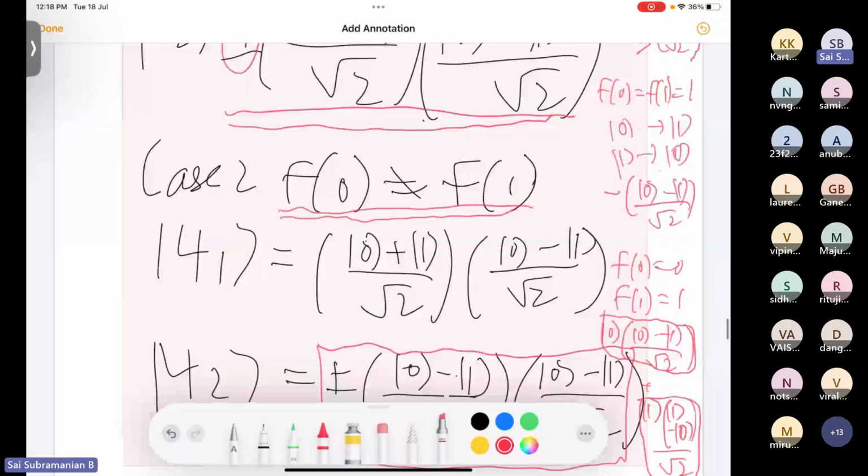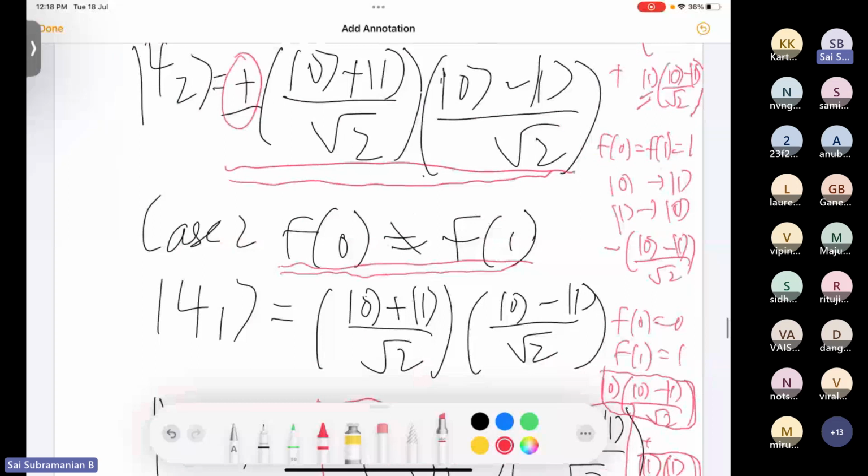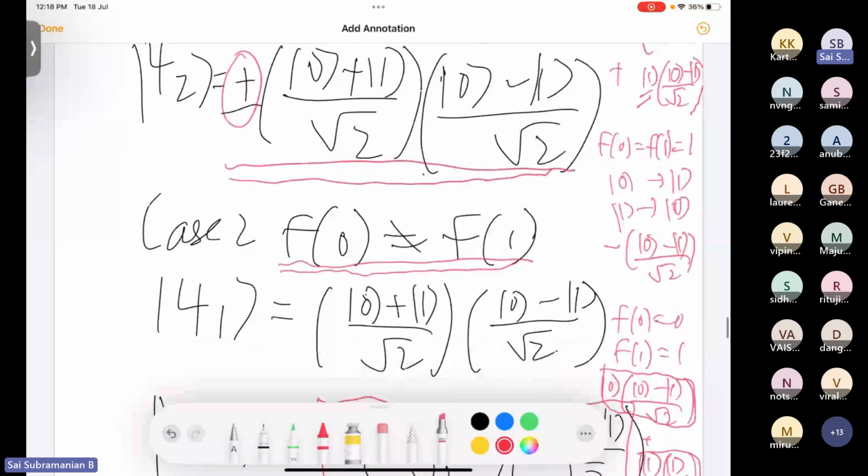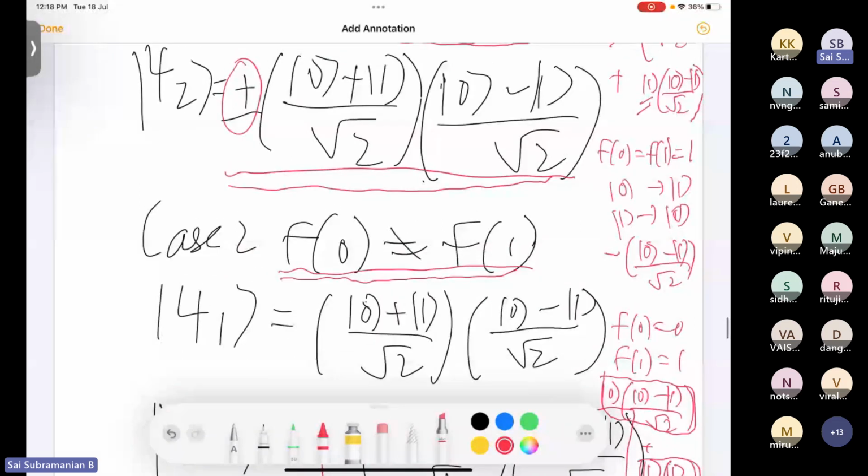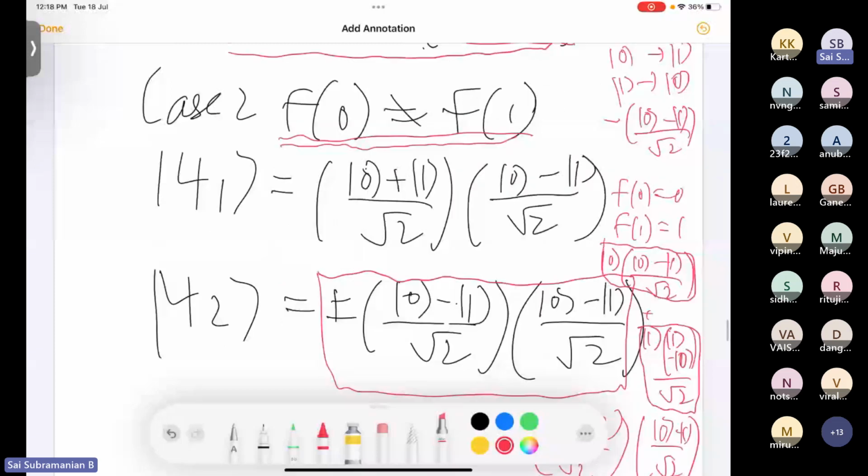Namely, if we compare the two cases, we can see the second qubit is the same, but the first qubit here is (0 plus 1)/root 2, and here is (0 minus 1)/root 2.